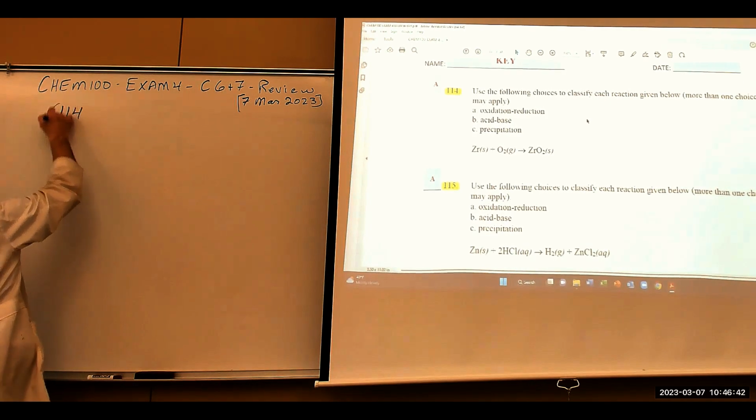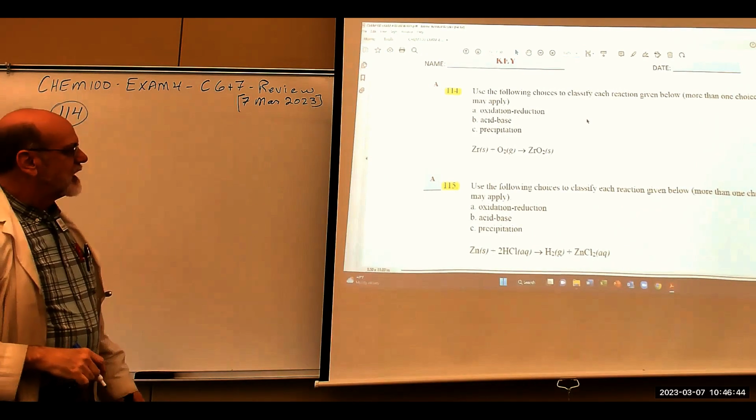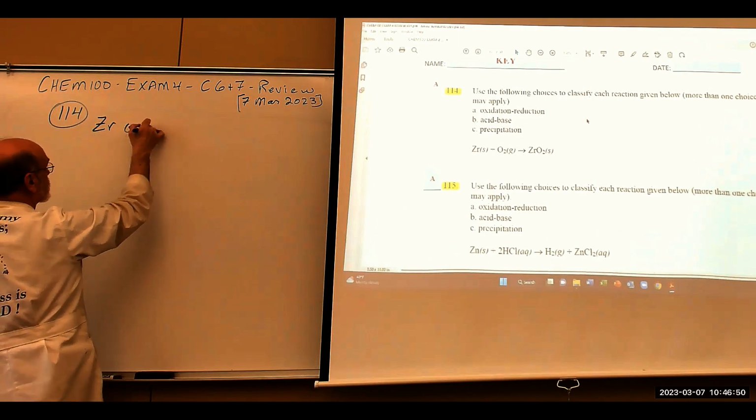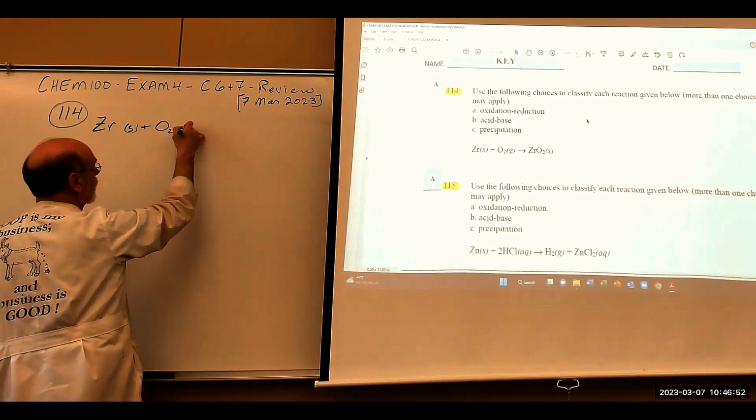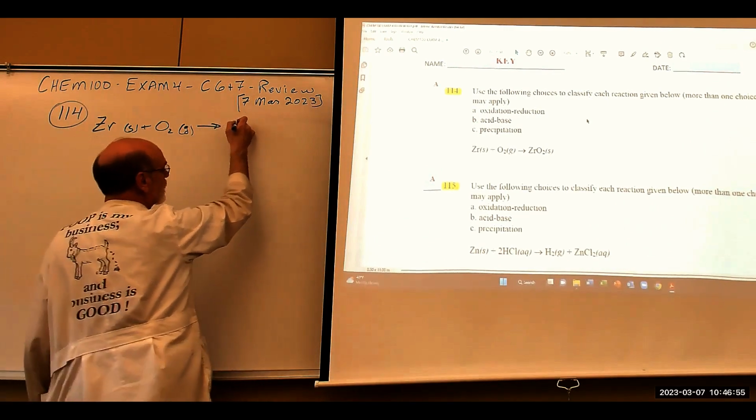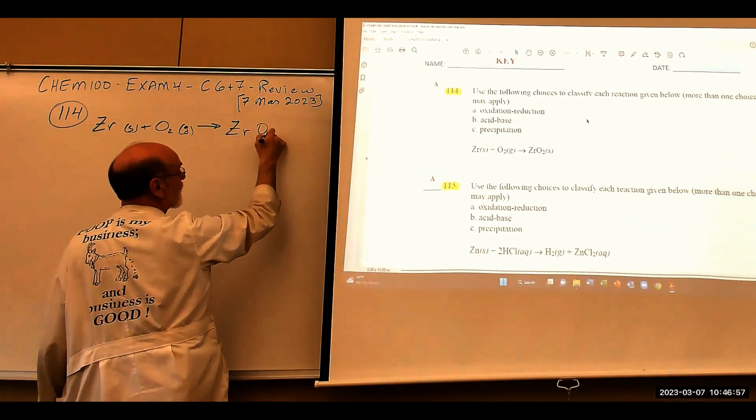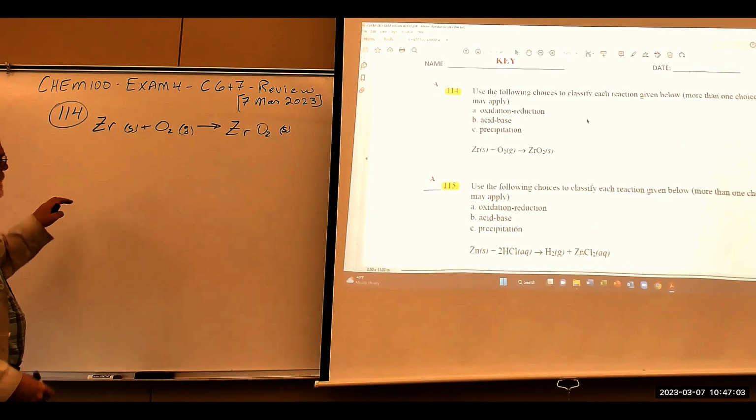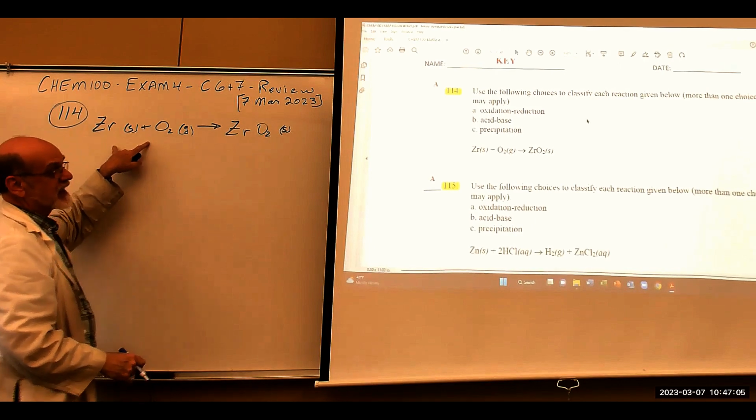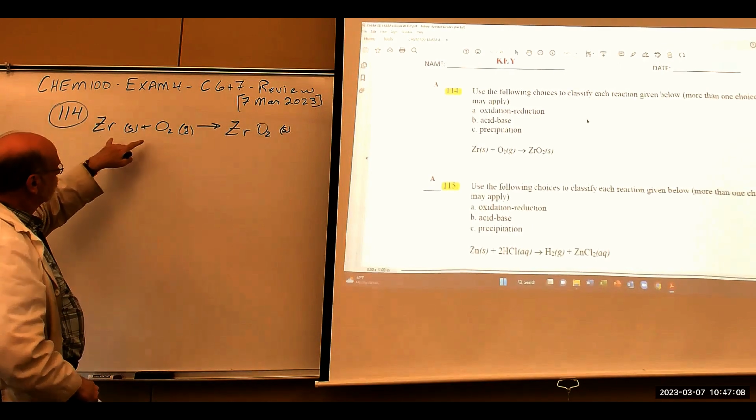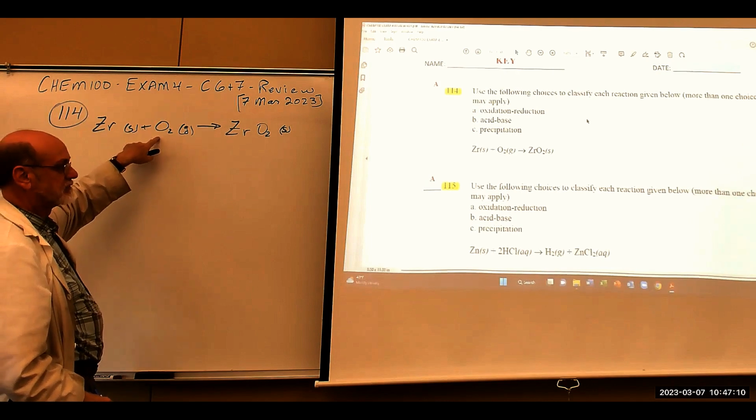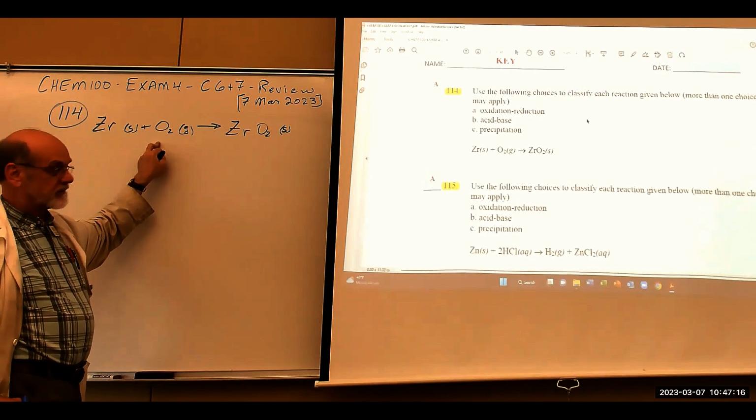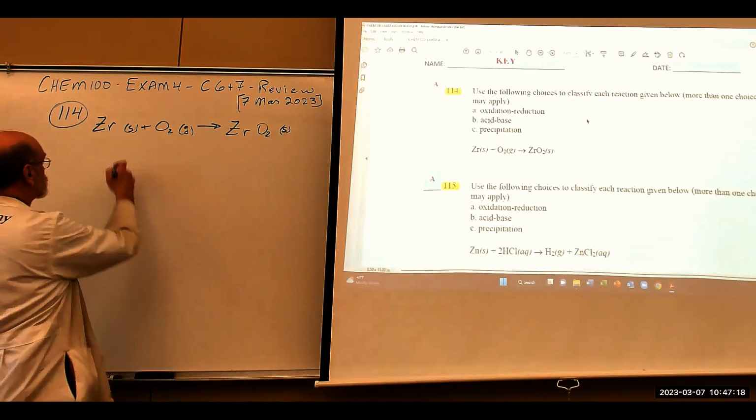114. Let's see. Zirconium solid plus oxygen gas yields zirconium oxide. Okay. What do we got here? Well, we've got a synthesis. Is that up there? No, it's not up there. We've got a combustion. That's not up there. But what else is a combustion? Oxidation reduction. All right. So A, yeah, A is true.